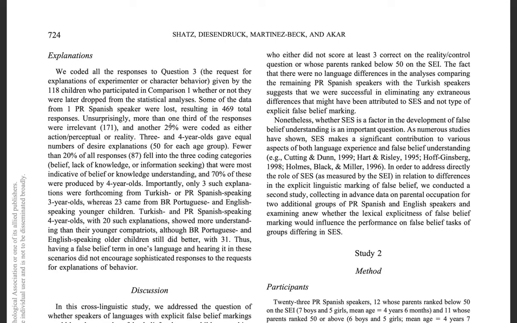So 3 and 4-year-olds gave equal numbers of desired explanations. Fewer than 20% of all responses fell into the 3 coding categories that were most indicative of belief or knowledge understanding, and 70% of these were produced by 4-year-olds. Importantly, only 3 such. Here's what we're learning here. Question 3 doesn't matter. We're good.